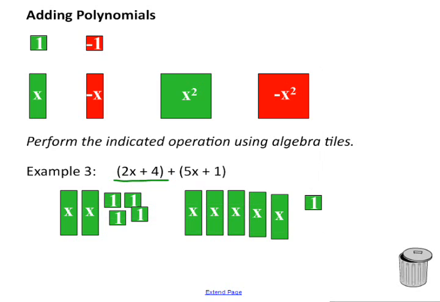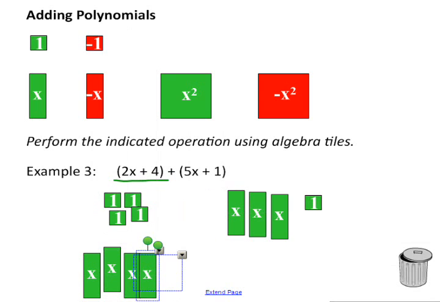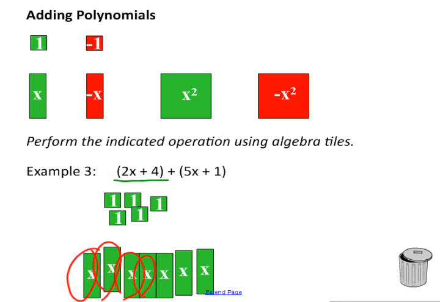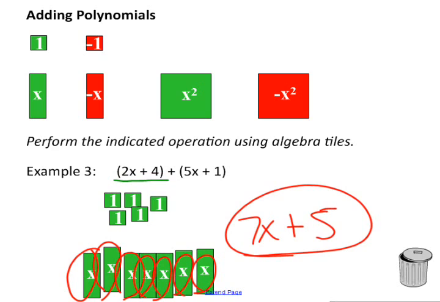When adding, I'm going to be combining the like terms. So basically I need to count how many x's I have. I'm going to put them together. I've got these 2 plus the 5 that I added. Then I'm going to put the units together. And I'm going to read off what I have. If you count, you've got 1, 2, 3, 4, 5, 6, 7 x's and 5 units. The answer would be 7x plus 5.